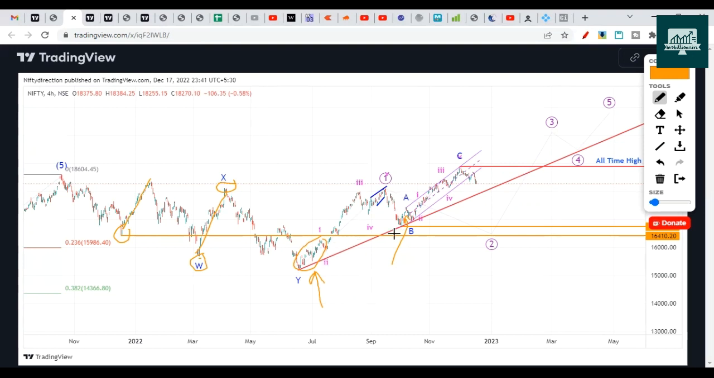So anyways, as I said in previous videos as well, such mistakes can happen and we learn from these videos. And we also mentioned in previous videos that even if it breaks 18,600, I will not look for buying aggressively after breaking of this. I will wait for the pullback. And now is the time for that pullback. That's what analysis is saying for me as far as the Elliott wave is concerned.